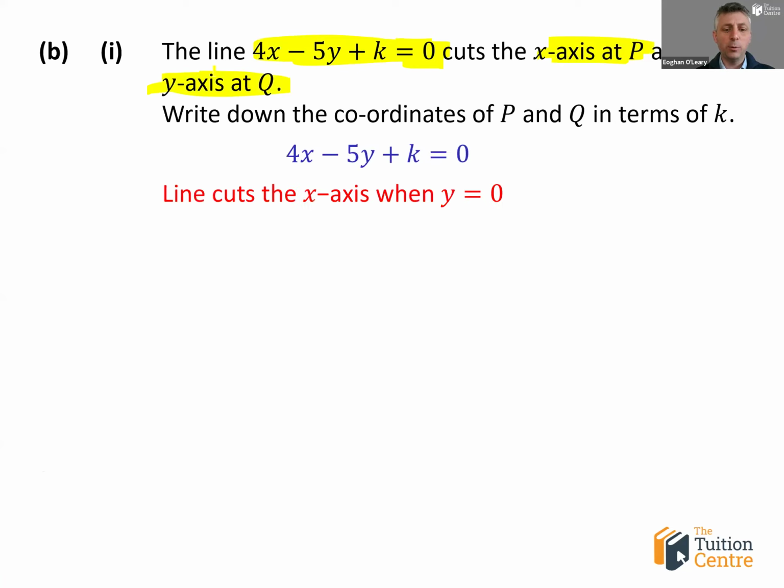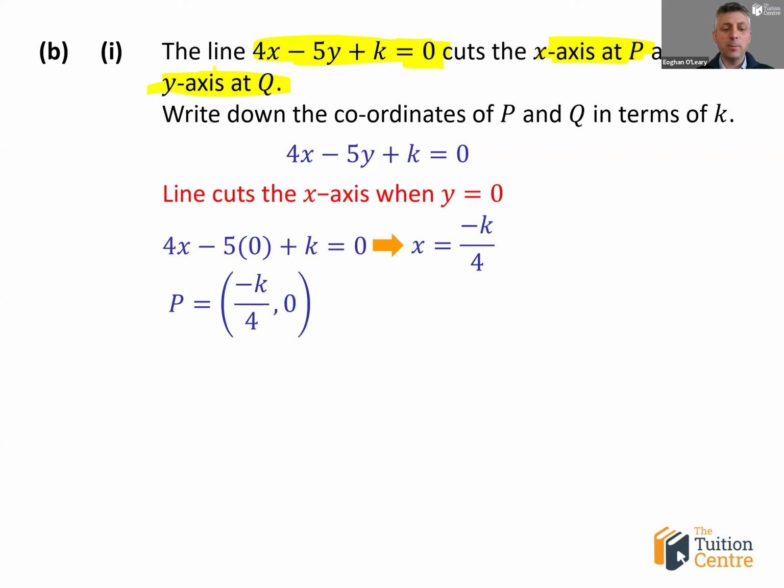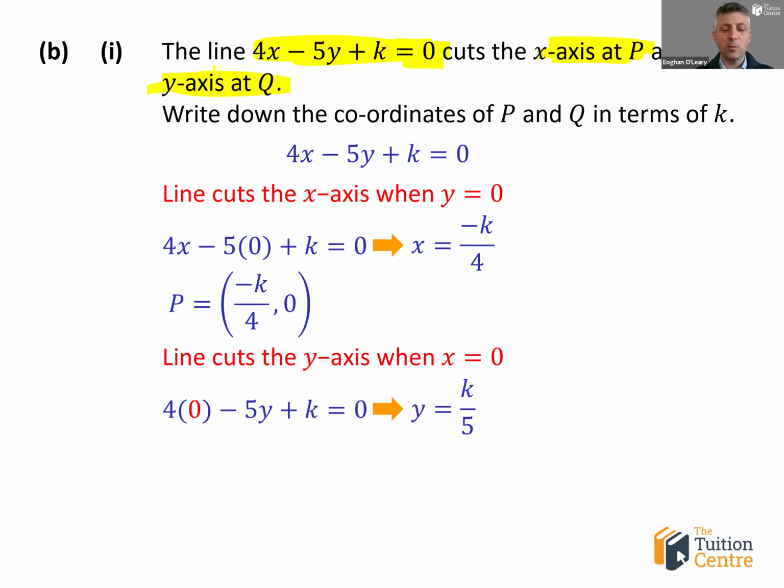Okay, so if we put in 0 for y, that'll show us where it crosses the x-axis. So we're getting x in terms of k, so x is equal to -k/4. So that'll give us the point P: (-k/4, 0). And then the line cuts the y-axis when x is equal to 0. So we put in 0 for x, and you get y = k/5. So we have the point Q: (0, k/5). So 5 marks for that. Everyone knows how to do it, but I'm smiling here knowing that a good few of you made a little sign error somewhere along the way.